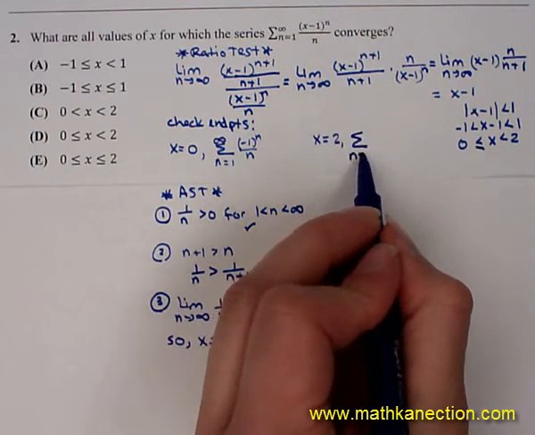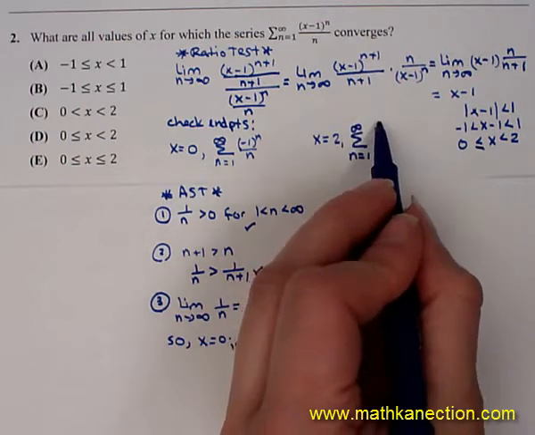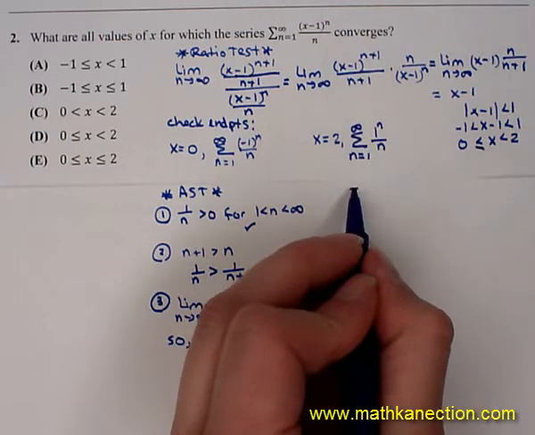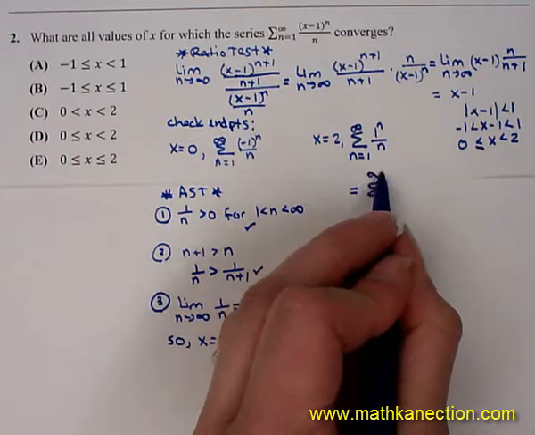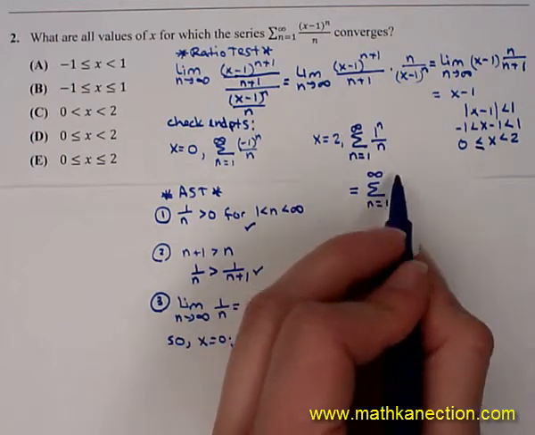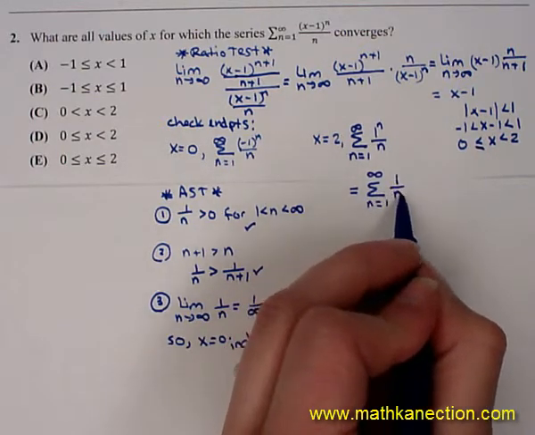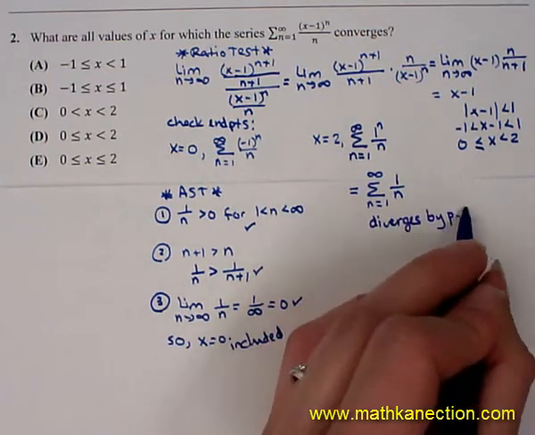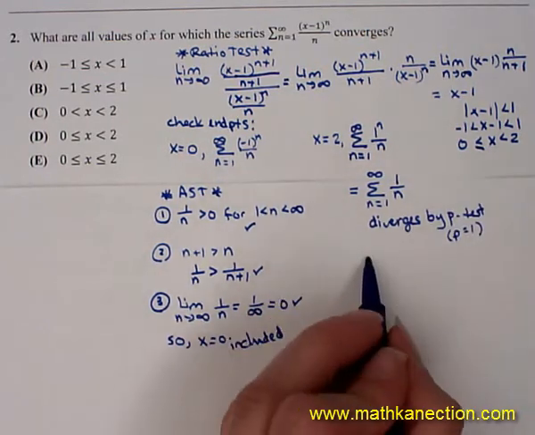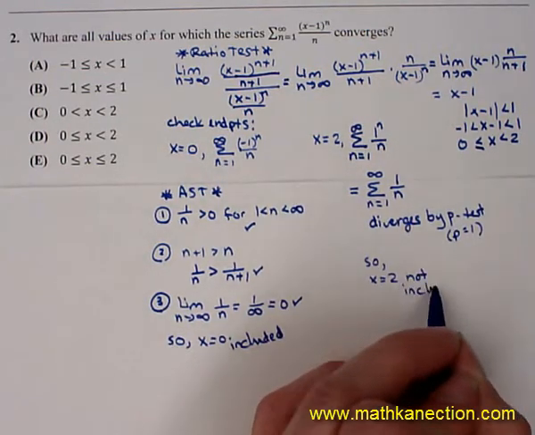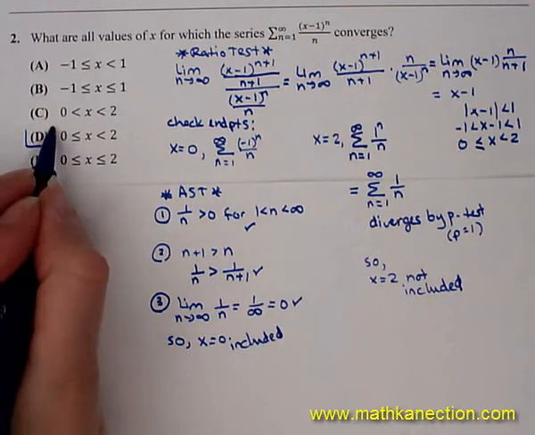And now checking for x is equal to 2, that series will be 1 to the n over n. So the series is from n is equal to 1 to infinity of the function 1 over n. And that diverges by the p-test since the p-value is equal to 1. So then the value of x is equal to 2 is not going to be included, so then letter choice D.